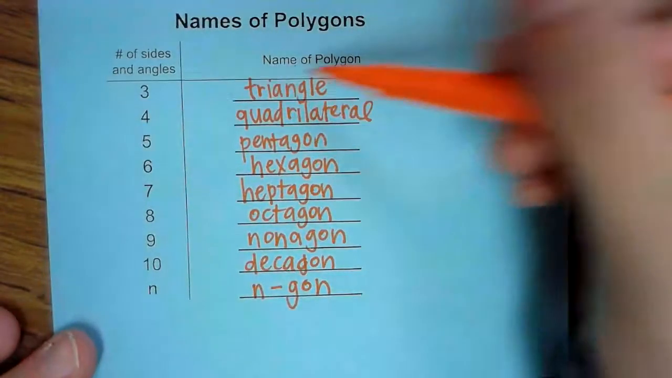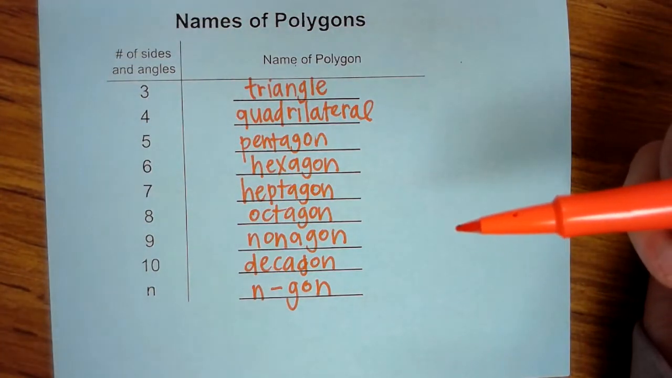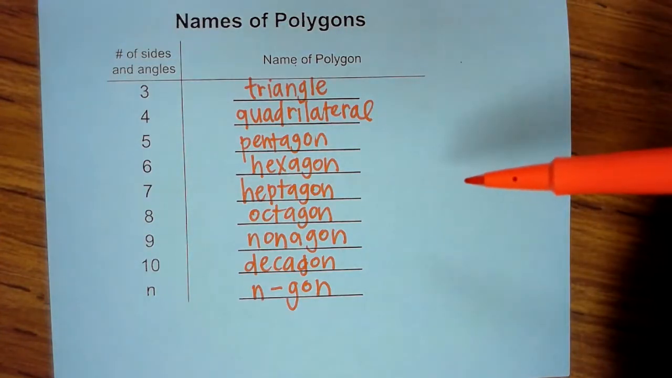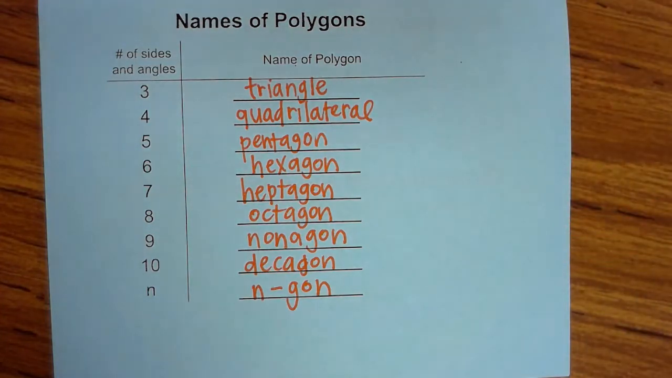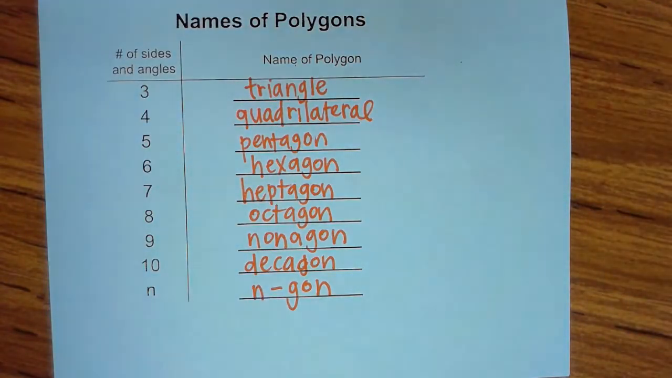These first 10 I do expect you to know. You'll see those words on tests, homework, that kind of thing. And I'm not going to say, hey, there's a heptagon, oh, by the way, it has 7 sides. I'm just going to say a heptagon, and I expect you to know that it has 7. So do make sure you know those if you don't already. Okay.